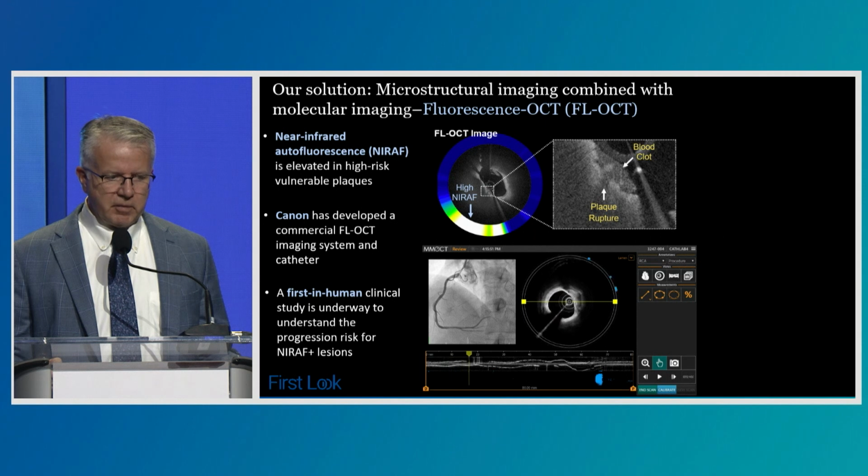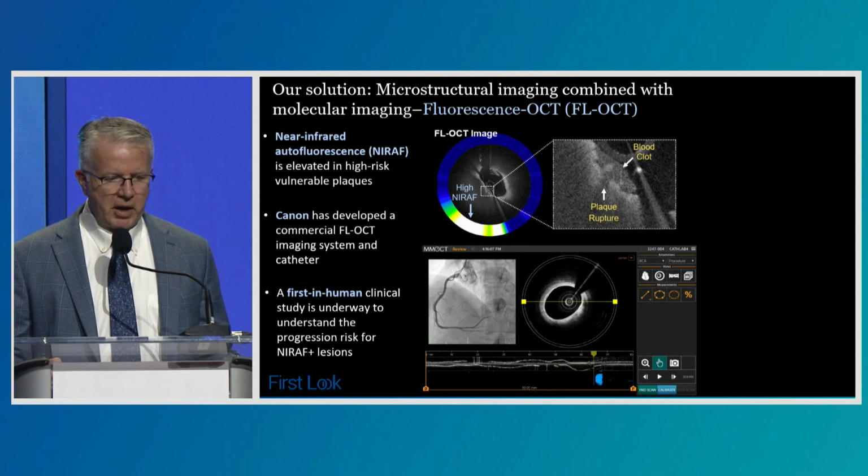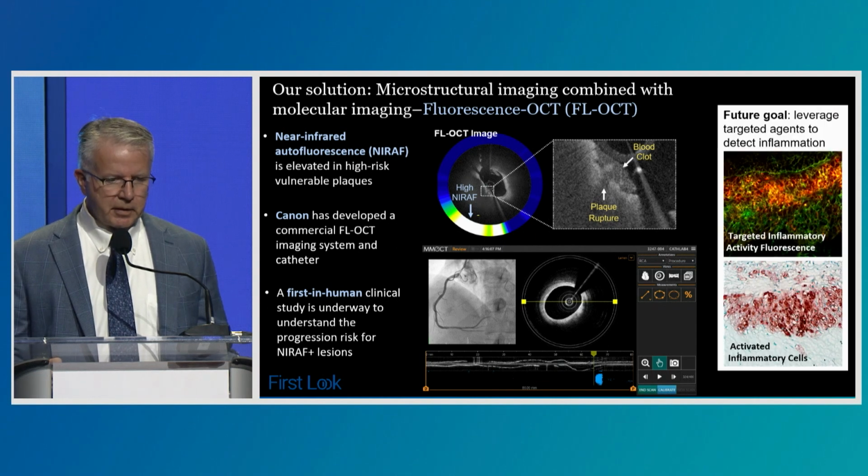Canon has now developed a commercial fluorescence OCT imaging system and catheter, and a first-in-human clinical study is underway to understand the progression risk for these near-AF positive lesions. And this is a great example of MGB collaborating with industry to bring impactful technologies to the clinic. In the future, we're going to be using targeted agents that detect inflammatory activity and inject them in the bloodstream so they'll localize to the highest risk vulnerable plaques, and we can detect them with a very high positive predictive value.